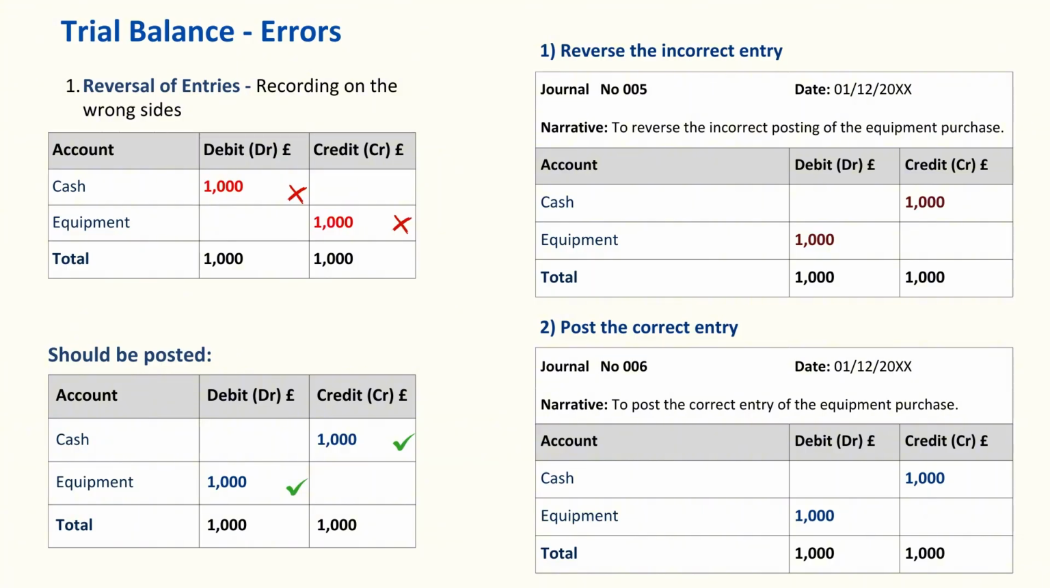Step 2. Post the correct entry. Correct entry should be debit equipment £1,000 and credit cash £1,000. We do it in two steps because a reversal error means the original entry is backward, so we must undo what was done and record what should have been recorded. Removing the original mistake ensures the accounts reflect the true position.